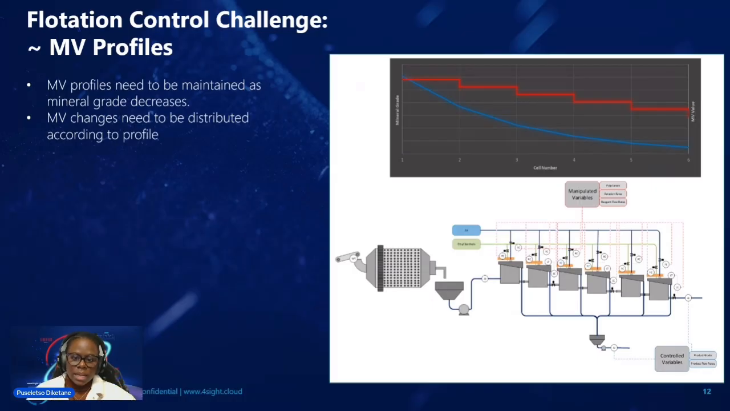All right, so the next challenge we see in flotation is the maintenance of manipulated variable profiles. Since the tails of one flotation cell is used as a feed to the next flotation cell, the amount of valuable mineral within the cells actually decreases as we move down the train of flotation cells. So it is therefore important to maintain a profile of the manipulated variable throughout the train of your cells to ensure that the MV values are appropriate for the concentration of the valuable material.